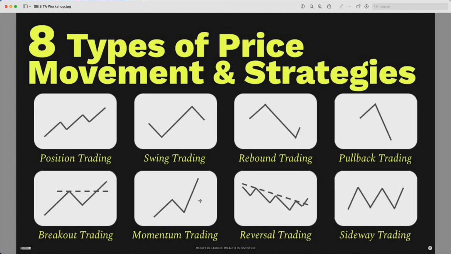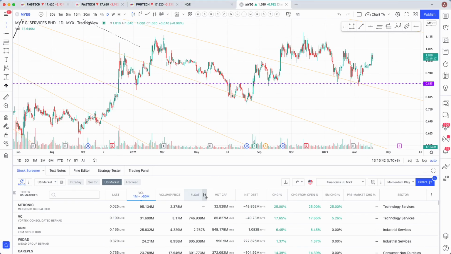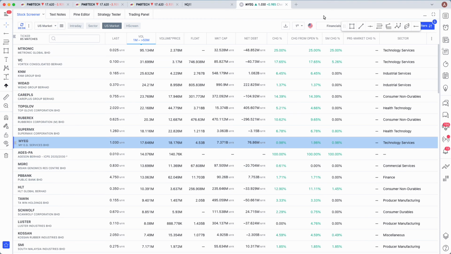Another way, you can look at the indicator. You can look at volume, right? So all these things, right? Now we go back to the topic about momentum trading, how to create the screener, right? So in this case, I want to share with you guys how I create my momentum trading screener.